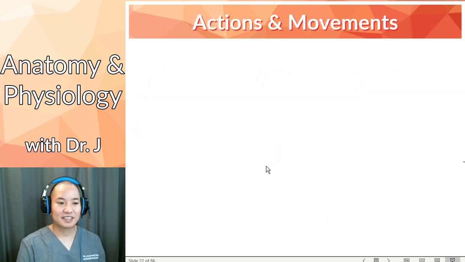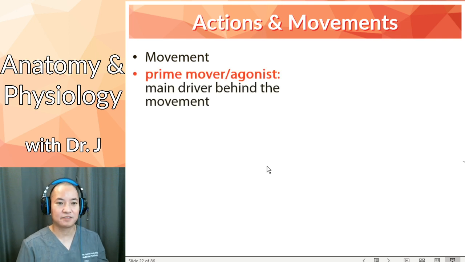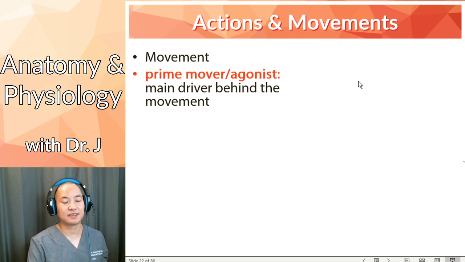Now let's talk about actions and movements. Here is key vocabulary. When you think of prime mover, it's sometimes called agonist. Depending on your textbook, they might use one term or the other, but know that they're synonymous. It's the main driver or main muscle that causes a movement. This is the one generating the most force behind joint movement.